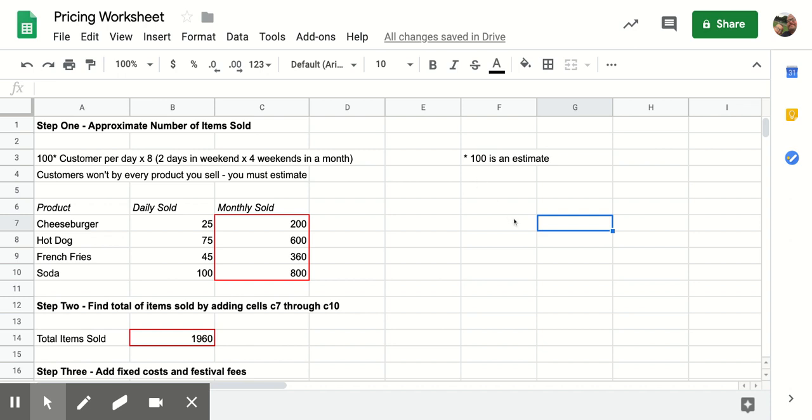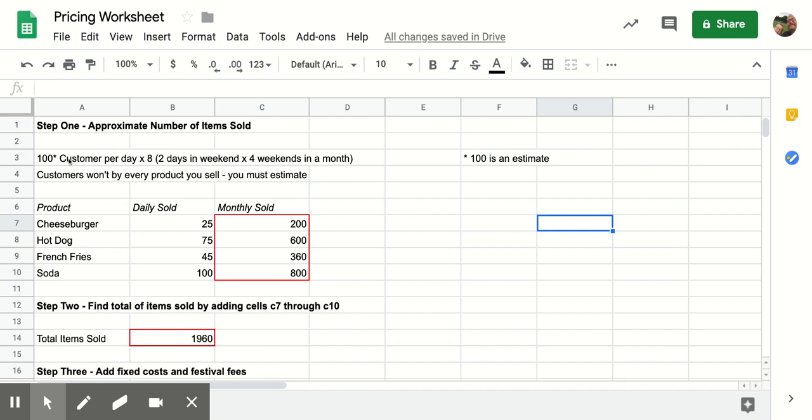Okay, so we're going to do a pricing worksheet. This will help us indicate how much our total costs are, so then we can determine how much we are going to charge for our products. So the first thing we do, our section 1, approximate the number of items sold.